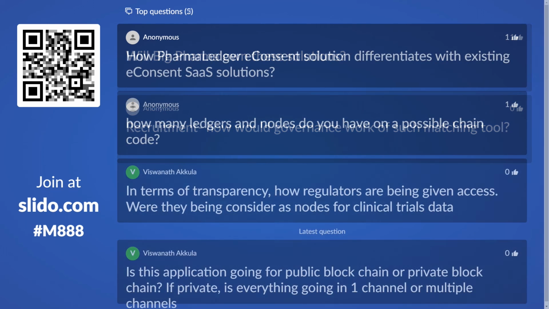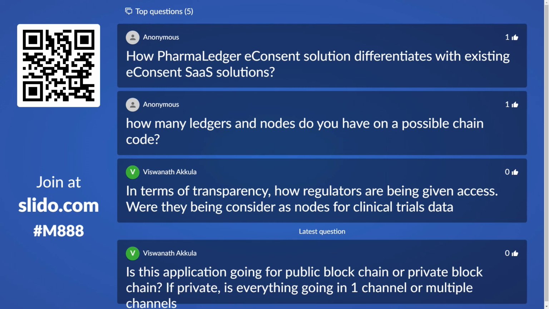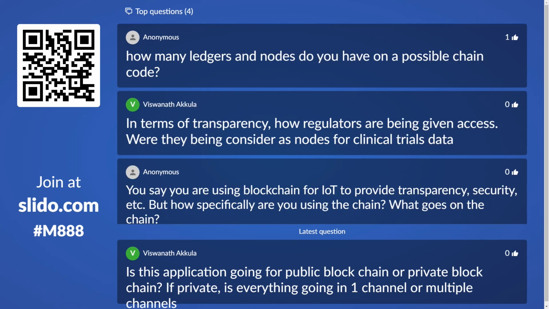Thank you. Just given the time, we're going to take one more question. The next question is probably to Xenia or one of the team in terms of the technology. How many ledgers and nodes do you have on a possible chain code?